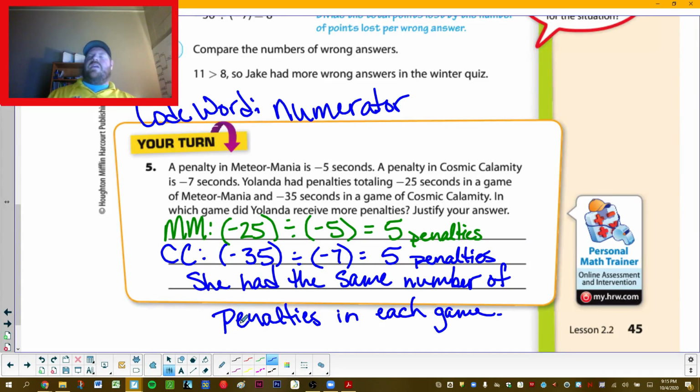Dividend, I would say, is the same as numerator. They don't mean the same thing, but they are closely related, I'll say.